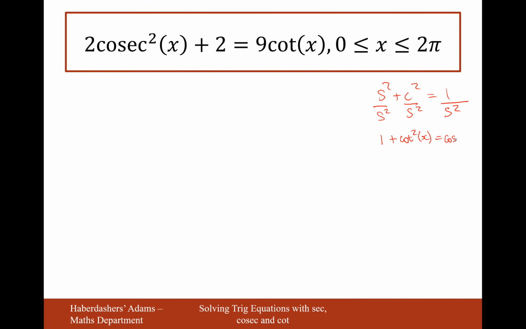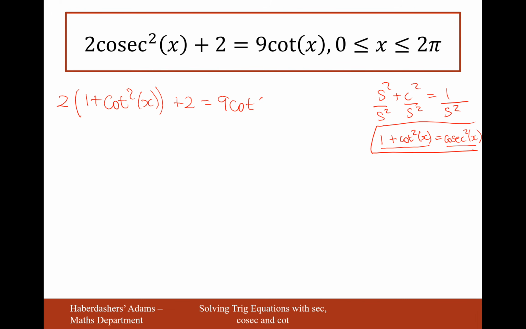equals cosec squared. So this is another identity that you can either remember or you can quickly create like I have here. So in this question, I'm going to be replacing cosec squared with 1 plus cot squared. So it's going to be 2 bracket 1 plus cot squared, and then plus 2 equals 9 cot x. This question's in radians mode, you need to make a mental note of that.